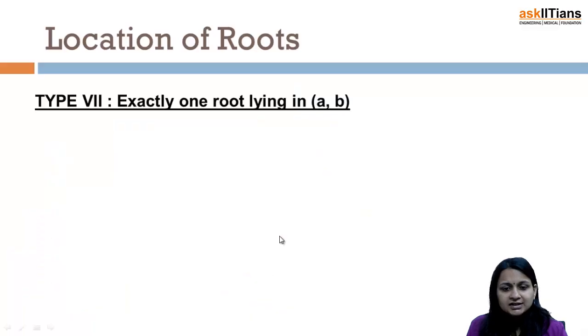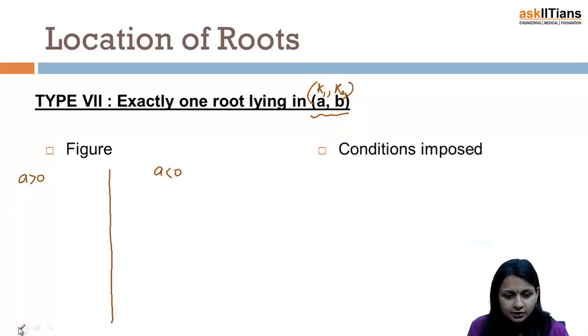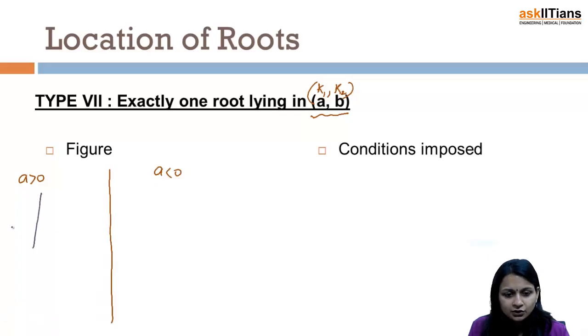Now the next case is when exactly one root is lying between a and b. So don't get confused with this a and b. Here we can also write it as k1 and k2, because a we write as the coefficient of x square. So let's see the figure and the conditions imposed. We will have two cases, a greater than 0 and a less than 0. Now when a is greater than 0, only one root is lying between k1 and k2.